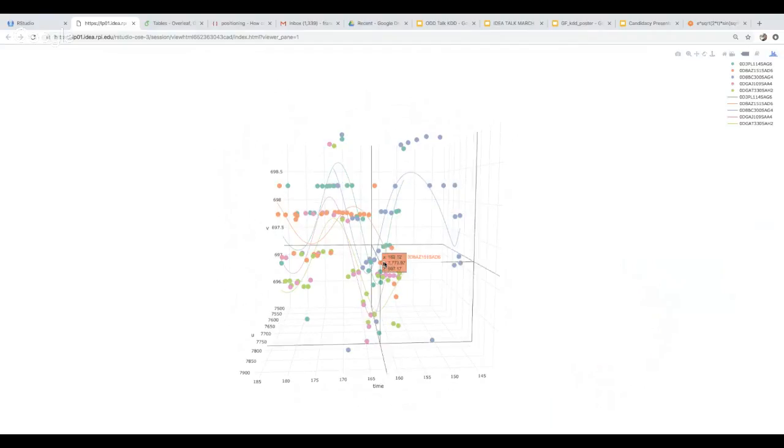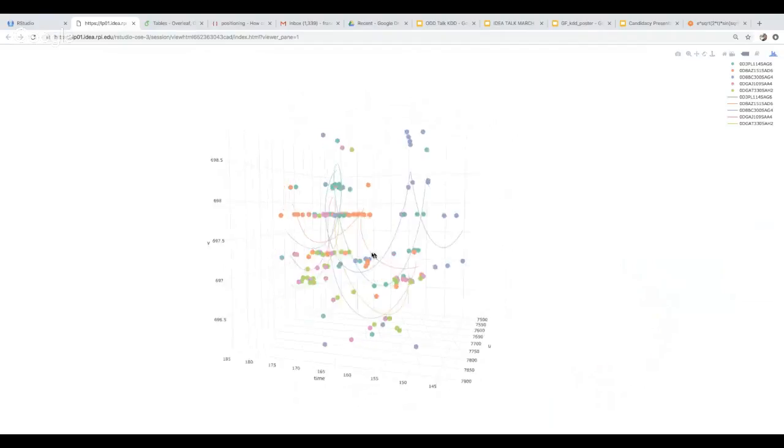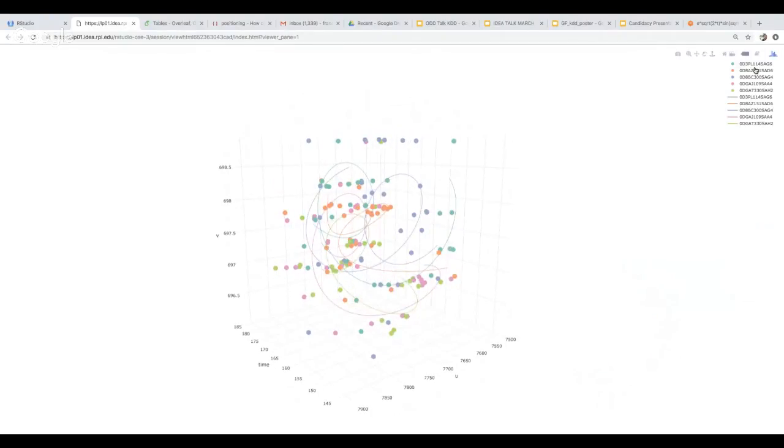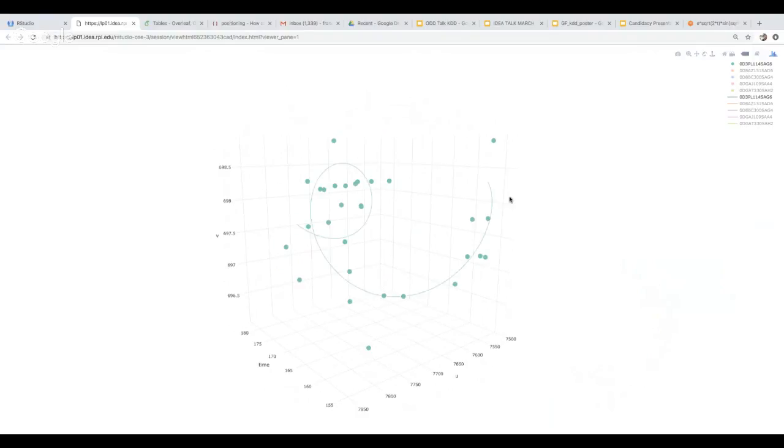Could you cut it down to maybe one trace, one wafer? Yeah, sure. There's one.